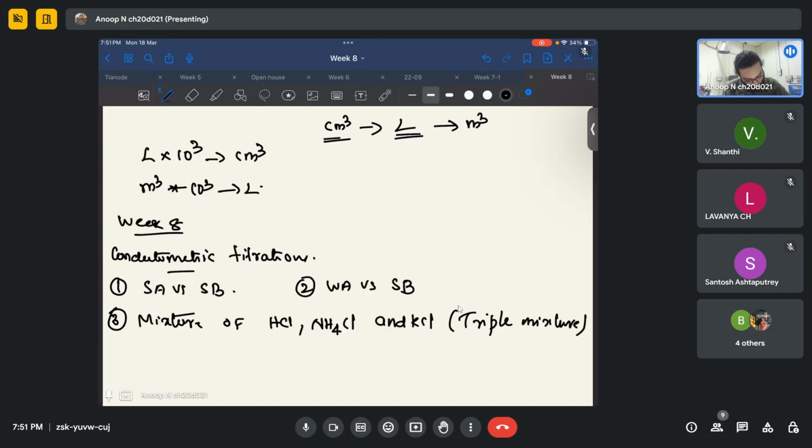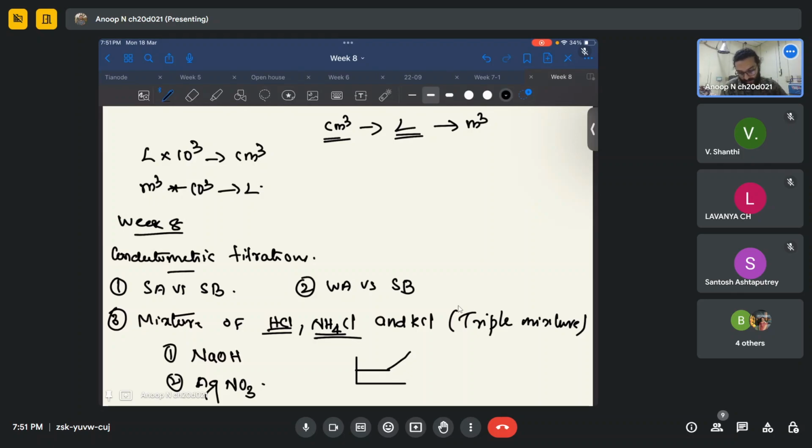So here, what two types of titrations are done? First, NaOH titration is done. This is for HCl and NH4Cl. And the second one is titration with AgNO3. Initially we have seen, if you draw the plot, there was no change in conductivity up to a point, then after it increases.